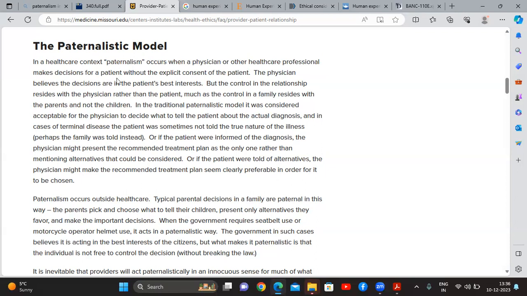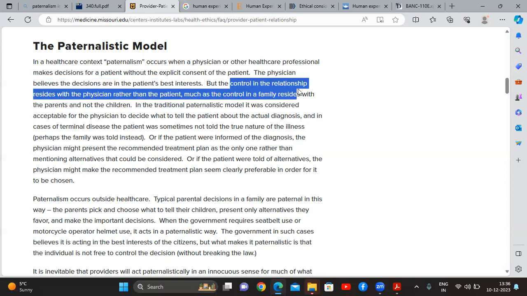Now, moving on, the physician believes the decisions are in the patient's best interests, but the control in the relationship resides with the physician rather than the patient, much as the control in a family resides with the parents and not the children. तो मतलब mostly, usually, जब ये paternalism होता है, जो physician होता है, he or she believes that the decisions that they are making are in the patient's best interests. So they feel that we need to do this. They are in the patient's best interest, but they're taking too much control. You see, they are thinking that they have the control in this doctor-patient relationship. It resides with them, just like a parent thinks and knows that I am in control of my children's decisions. So ये अपने आप को बाप समझते हैं. That is when paternalism occurs.